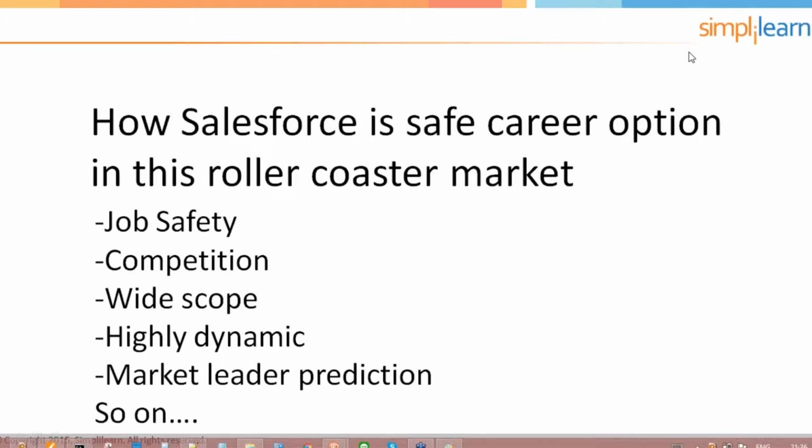Please note, many big agencies made surveys, understood the market, and understood the competition of Salesforce, CRM, and other segments. They predicted that Salesforce will rule the market for a minimum of the next 10 years, because the way Salesforce is growing is absolutely fantastic. And so guys, this shows very clearly how Salesforce is a safe career option for all of us.